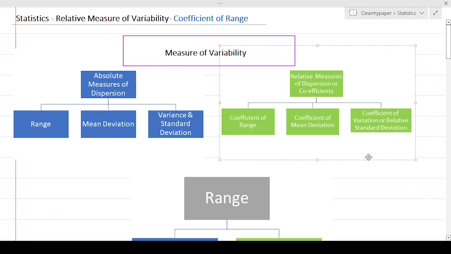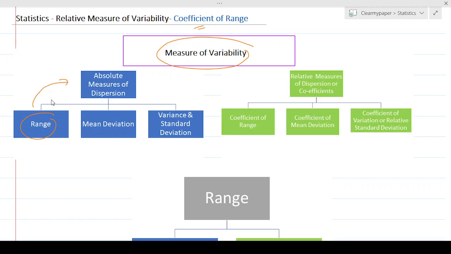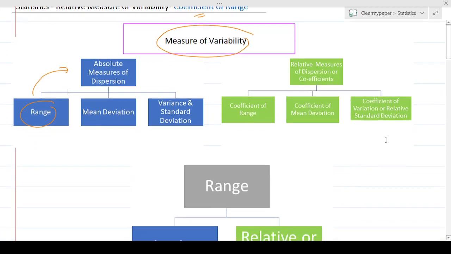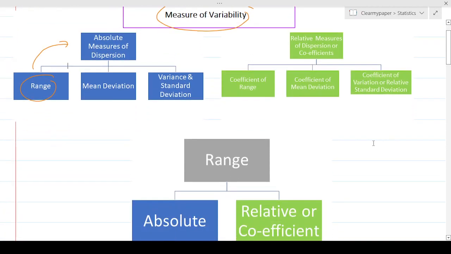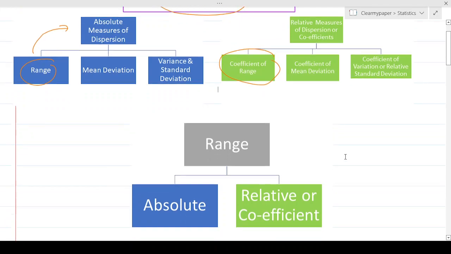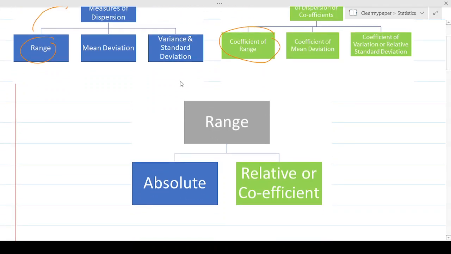All right, let's talk about another new concept under statistics called the coefficient of range. If you recall my last episode, we were talking about measures of variability as a whole, and within that, we started with the range in the context of absolute measures of variability or dispersion. But like we know, every measure has a corresponding relative measure, and the corresponding relative measure for range is the coefficient of range.